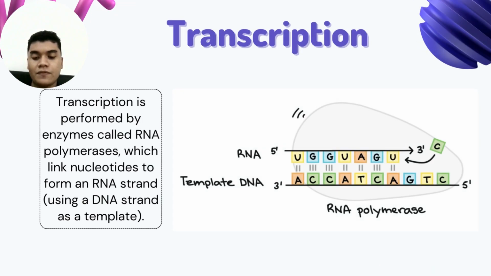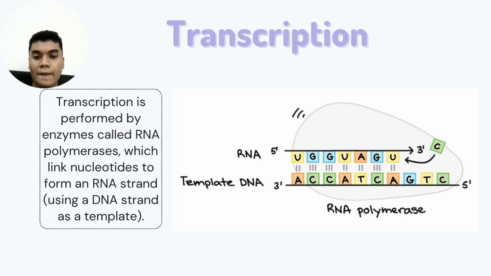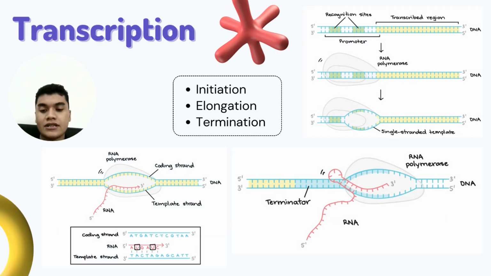The main enzyme involved in transcription is RNA polymerase, which uses a single-stranded DNA template to synthesize a complementary strand of RNA. Specifically, RNA polymerase builds an RNA strand in the 5' to 3' direction, adding each new nucleotide to the 3' end of the strand. Transcription of a gene takes place in three stages: initiation, elongation, and termination.